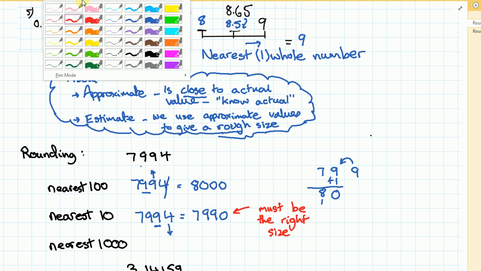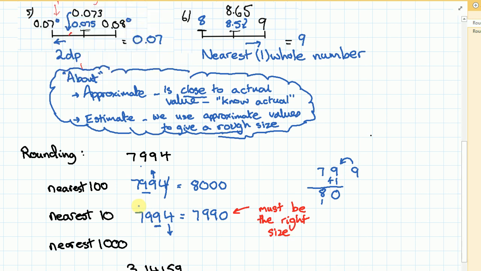So coming back to the nearest 1,000, we've got 7994. The number I want to know about is that 7. I look at the next place, 9. 9 says move it up. So when 7 is increased, it becomes an 8,000.